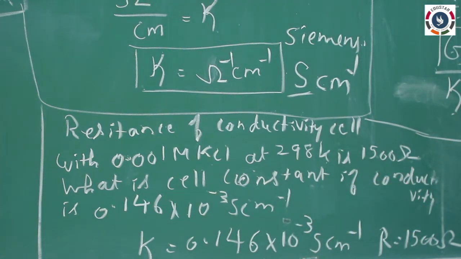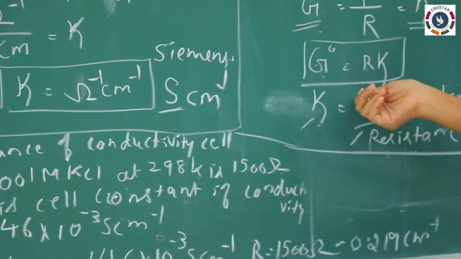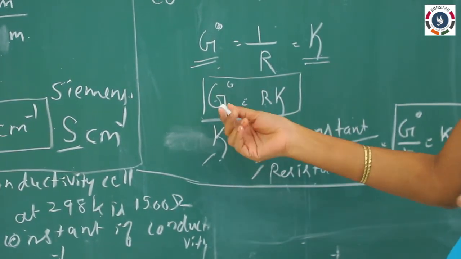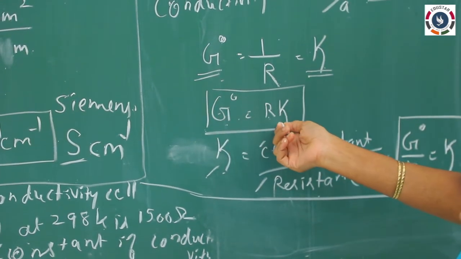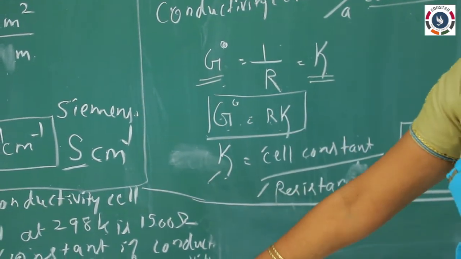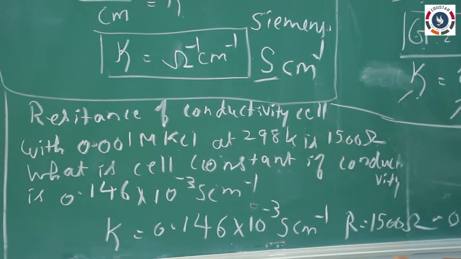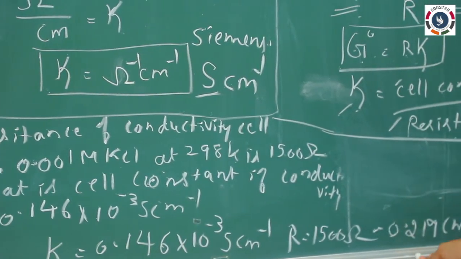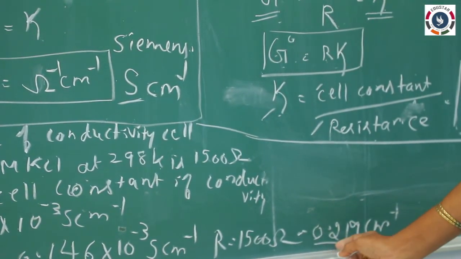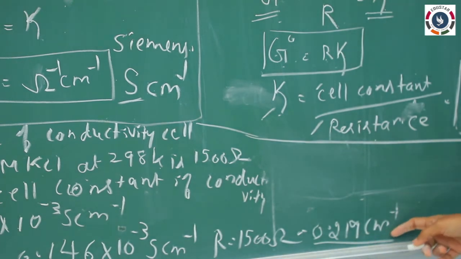So, they have given the resistance, they have given the kappa value, and now we are going to find the cell constant. What is the formula here? G naught is equal to R kappa. Just by multiplying the kappa value and the resistance value we are going to get the cell constant value, that is 0.219 centimeter inverse.